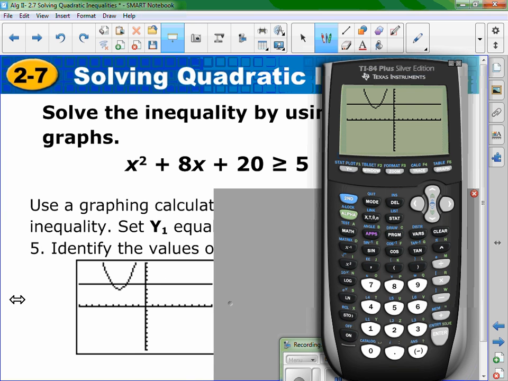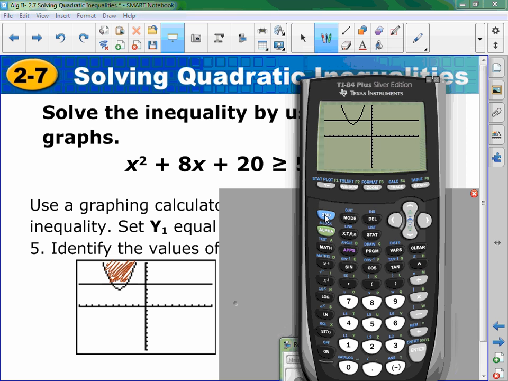There's your graph. Greater than 5. So it means this is 5 right here. If it's greater than, everything in here is shaded. If it's greater than 5, everything above the line, that's 5, it gets shaded.